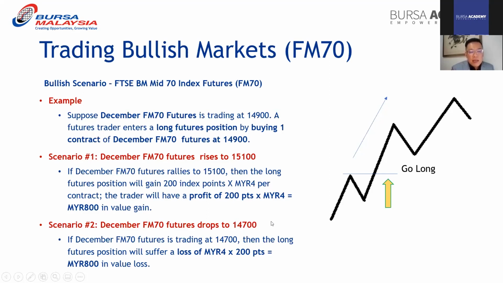So in that sense, if you bought expecting the markets to go up, but it didn't, and it came down by 200 points, then there will be a loss of 800 ringgit in value. Right, so this is a quick calculation just to get everybody in sync. Later, we'll be talking about this.